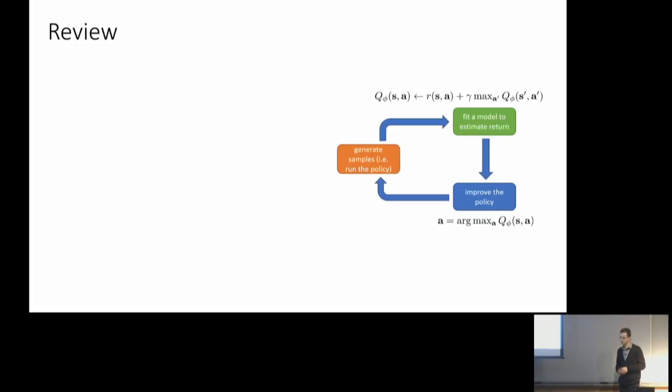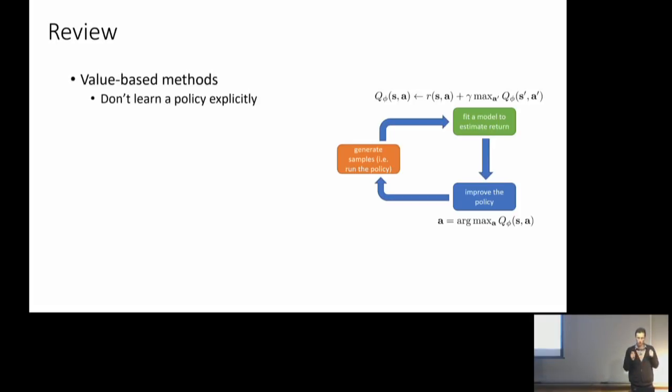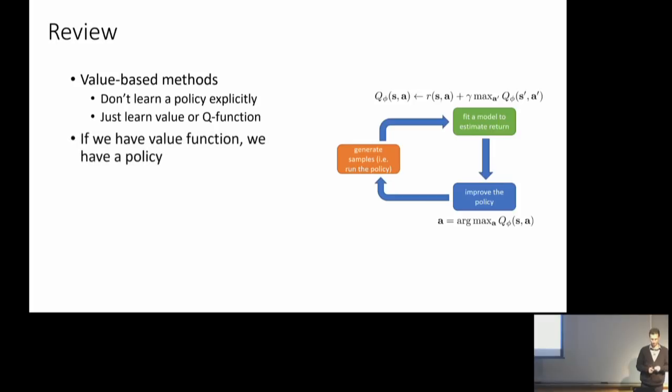Okay. So let's review what we covered so far. We talked about value-based methods, which don't learn a policy explicitly. They don't have those parameters theta. They just learn a value function or a Q function. And if we have a value function, we can recover a policy from that value function by taking the action with probability 1 which maximizes the value.